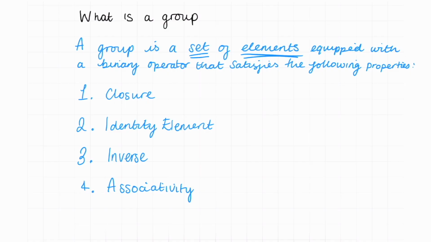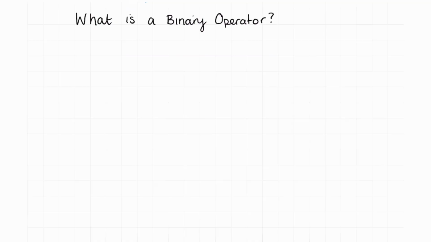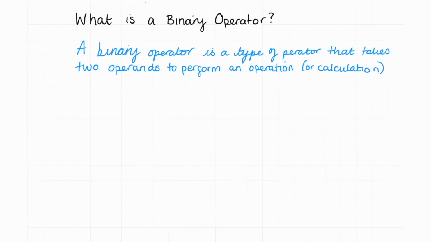Now, as I said, you might not understand this, but do not worry if you don't, because I'm going to go through it all now, one by one. And let's start with the phrase binary operator. What the frick is a binary operator? This term sounds scary, but it really, really isn't. So let's quickly define it. A binary operator is a type of operator that takes 2 operands to perform an operation. Operator, operand, operation.